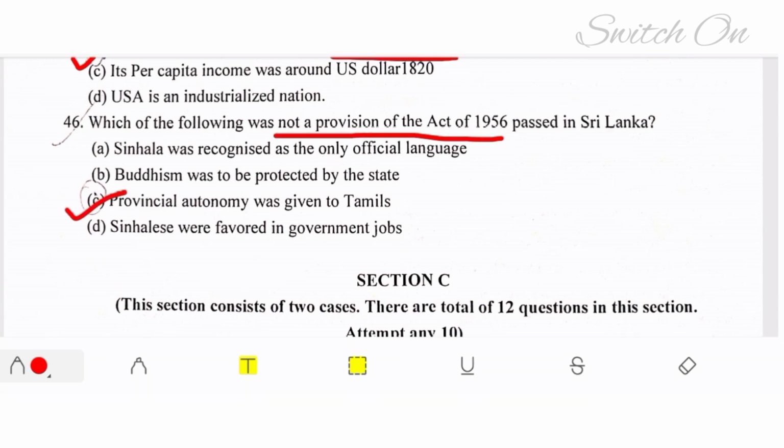Next question. Which of the following was not a provision of Act of 1956. Sinhala was recognized as the only official language is right. Buddhism was to be protected by the state is also right. Provincial autonomy was given to Tamils is wrong. Sinhalese were forced in government jobs is right. So option C is the right answer for question number 46.